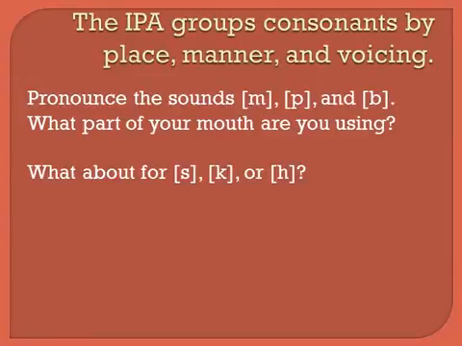For p and b, you notice you're using your lips for all three of those sounds. And for s, k, and h, you're not using your lips. You're using either the middle or the back of your mouth. And in the case of h, it's the throat. So this really gets at the idea of place of articulation, the place in your mouth where the sounds are articulated. So p and b are what are called bilabials, or sometimes just labials, because they use your lips.